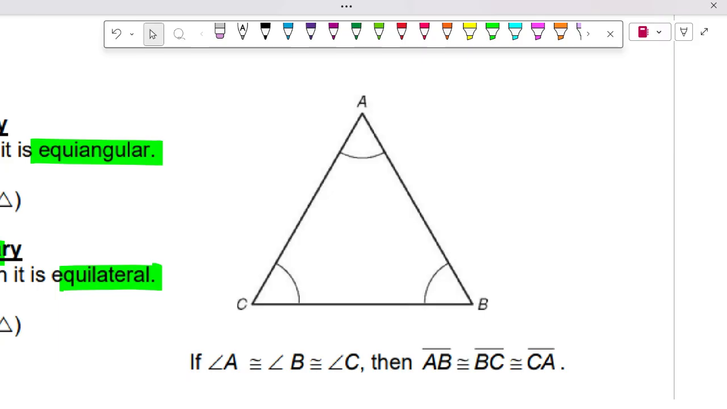All right. If you ever take college math and you take a logic class, you'll learn about what are called if-then statements. And they get pretty interesting. So all it's saying is that if we know that these three angles are congruent, that means all three sides are congruent, and vice versa. If they told us all three sides were congruent, automatically that means all three angles are congruent.